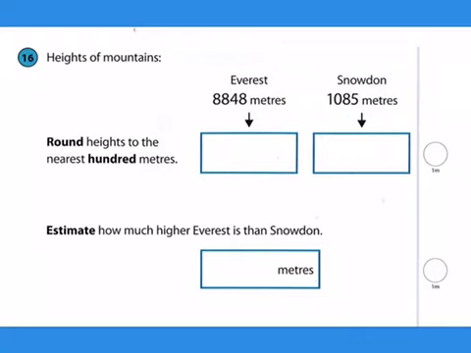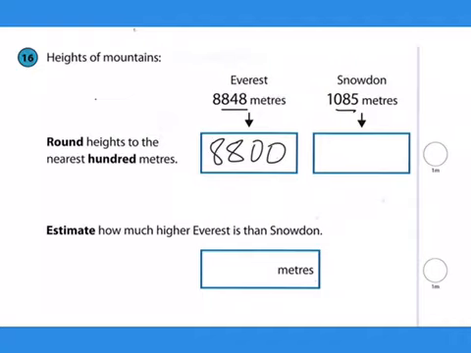Height of mountains. Round the heights to the nearest 100 metres. Right, so 100, so we're looking at the hundreds. So it's going to be 800 or 900. It's closer to 800, so that's 8,800.